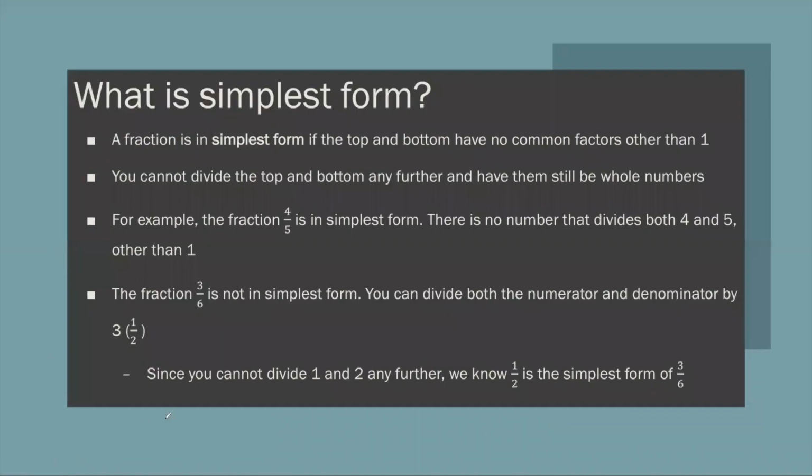So simplest form is when the top and bottom of the fraction have no common factors other than 1. So you can't divide the top and bottom any further and still have them be whole numbers. For example, 4 over 5 is in simplest form because there is no number that divides 4 and 5 other than 1. But 3 over 6 is not in simplest form. You can divide both the numerator and denominator by 3, which would give us 1 over 2. Since you cannot divide 1 and 2 any further, we know that 1 over 2 is the simplest form of 3 over 6.